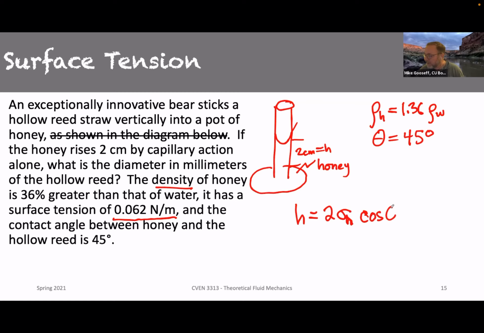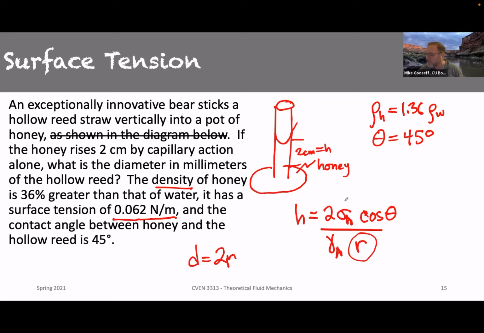Cosine of theta, and then we divide by the specific weight of honey, and also the radius of our reed in this case, right? And we also know that the diameter of the reed is equal to 2 times its radius. So if we can solve for R here, we can basically figure out what the diameter is, okay?